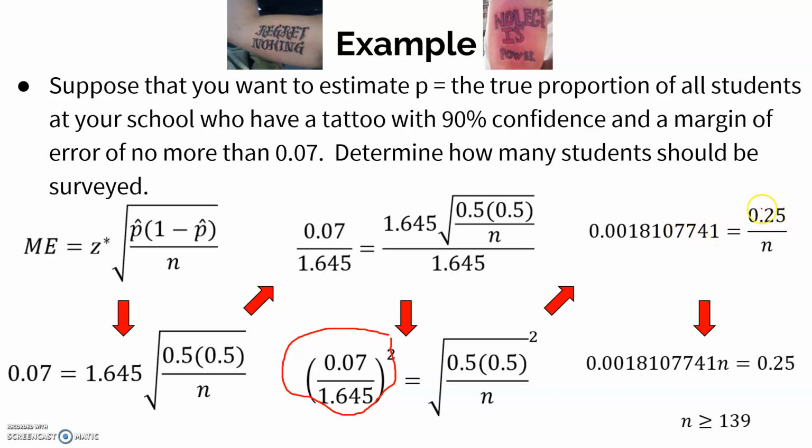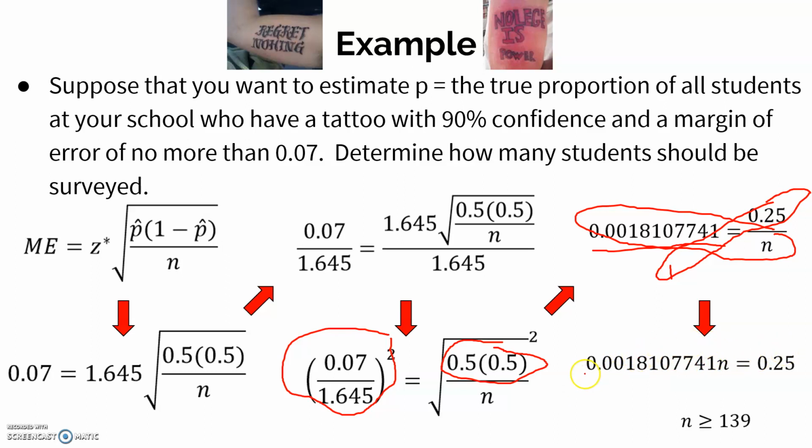And that leaves us here. I also went 0.5 times 0.5. So there was a lot going on in that step. And we get 0.25 over n equal to this decimal here. So we're almost there, all right? Now, what I did here is I cross-multiplied. I'm going to cross-multiply here. Just put a 1 under that decimal and cross-multiply. And that gives us this equation here. And we are almost done.